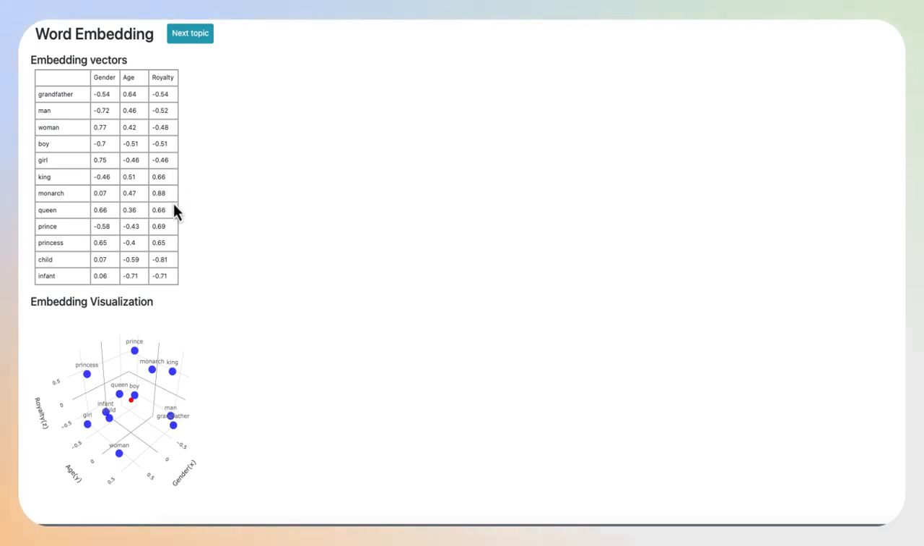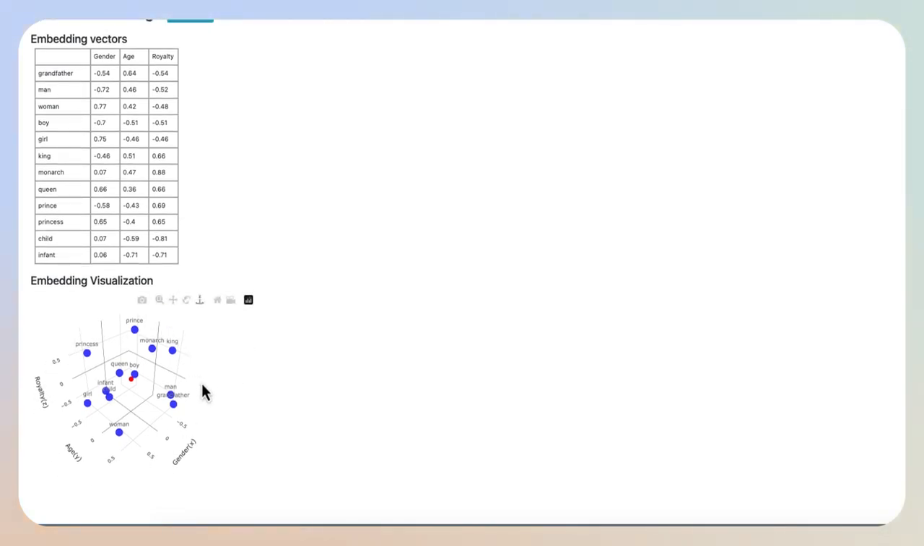Next, we can visualize these embedding vectors in 3D by plotting the vectors as a 3D scatter plot. In this plot, each embedding vector is represented by a blue point, with the gender, age, and royalty components on the X, Y, and Z axes. Here, the red dot is the origin, and this is the x-axis representing gender. Here is the y-axis representing age, and here is the z-axis representing royalty.